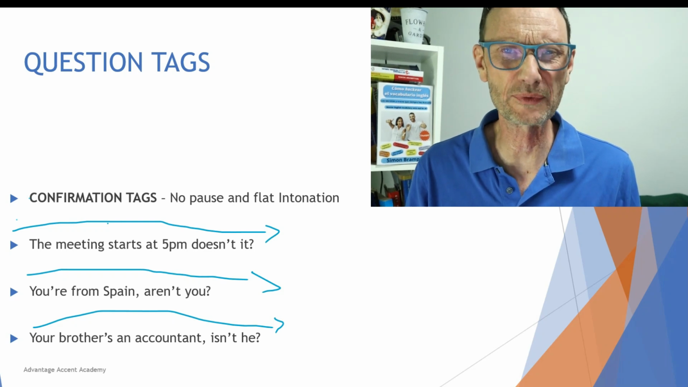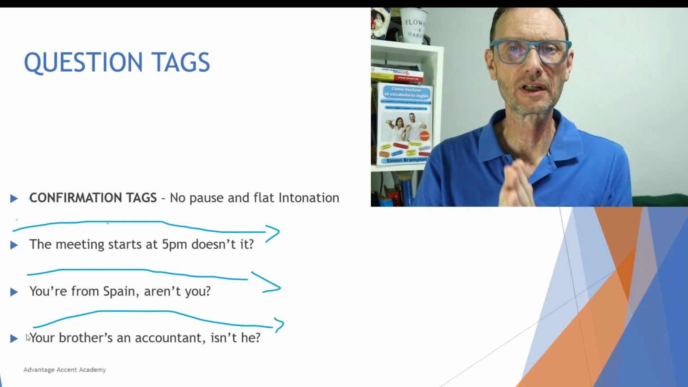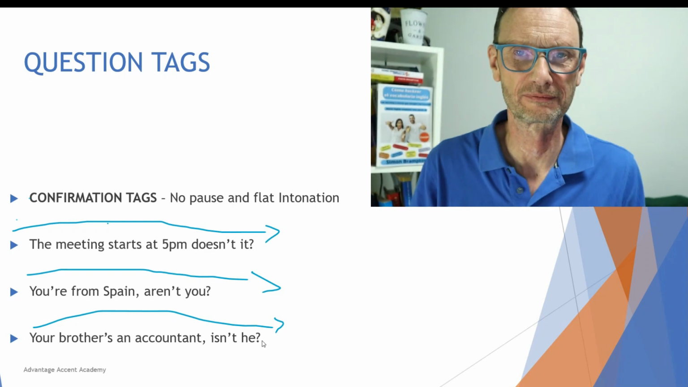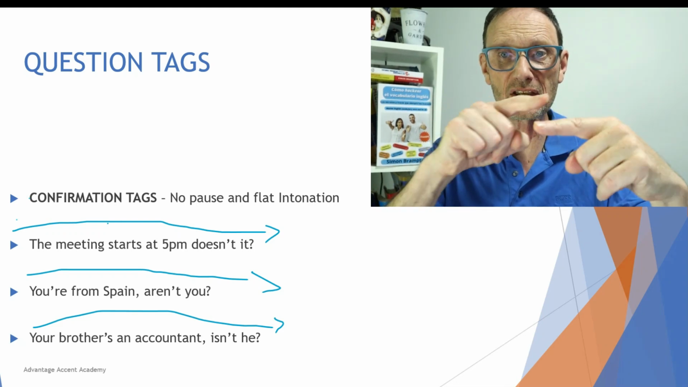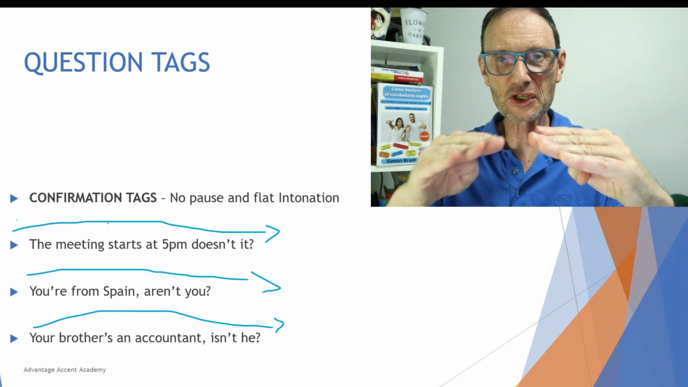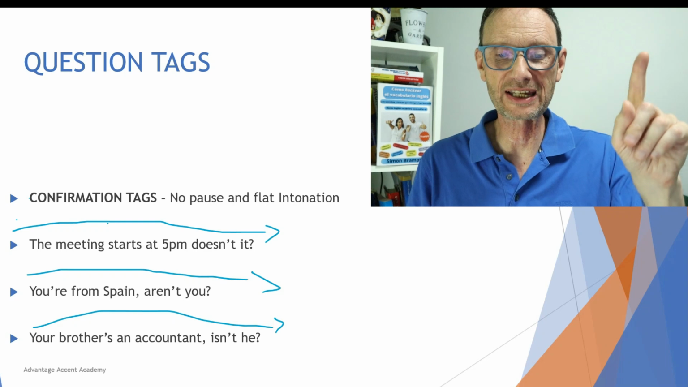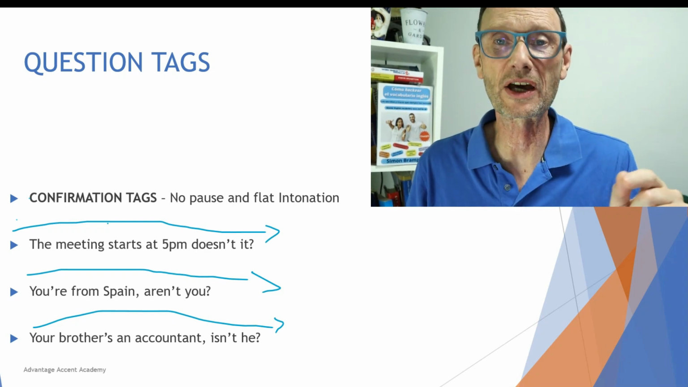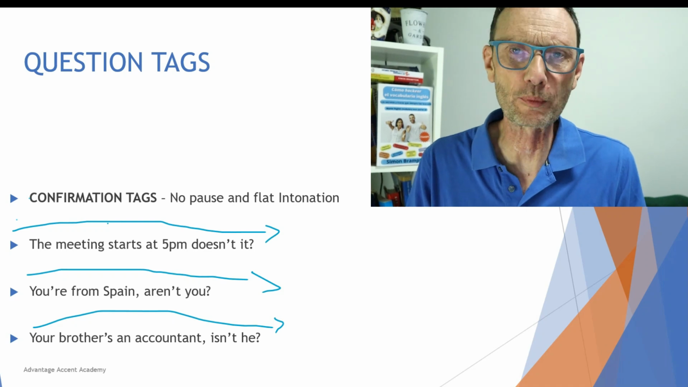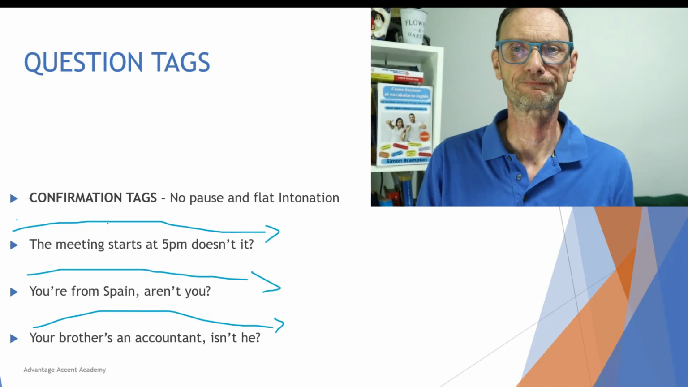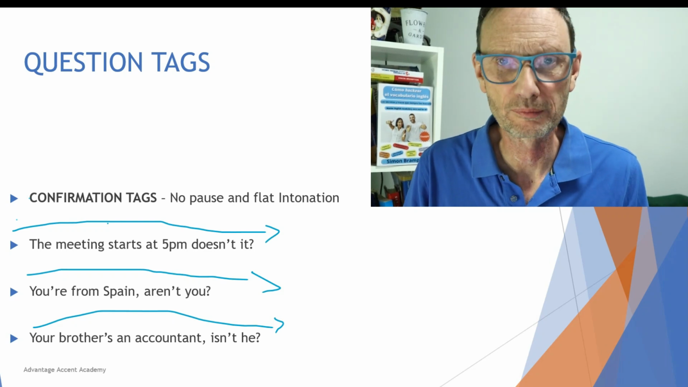Your brother's an accountant, isn't he? Would be the real question. Or if I put it really together using the connected speech that you might want to study in the previous video, then I'd put accountant, isn't he? Your brother's an accountant, isn't he? Which is the normal way people would say it in Britain.